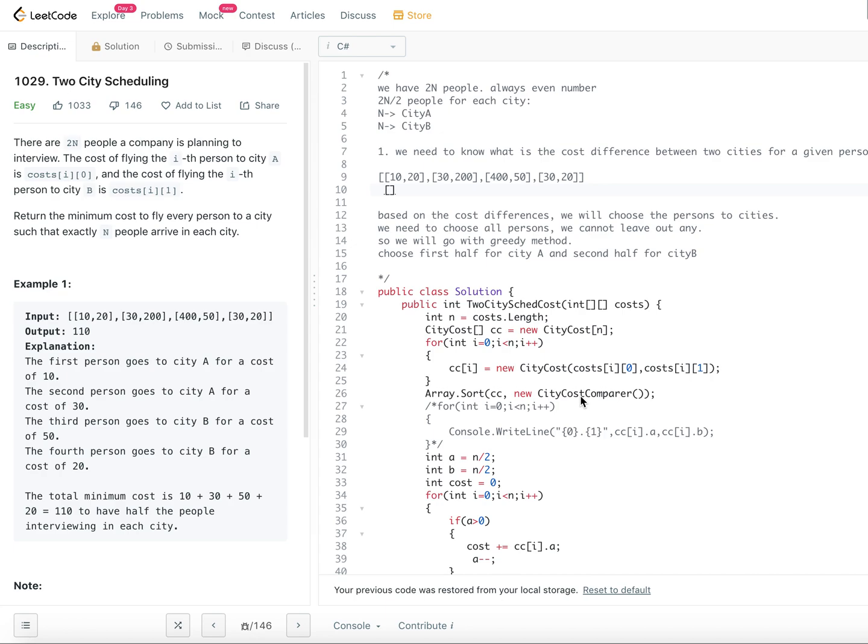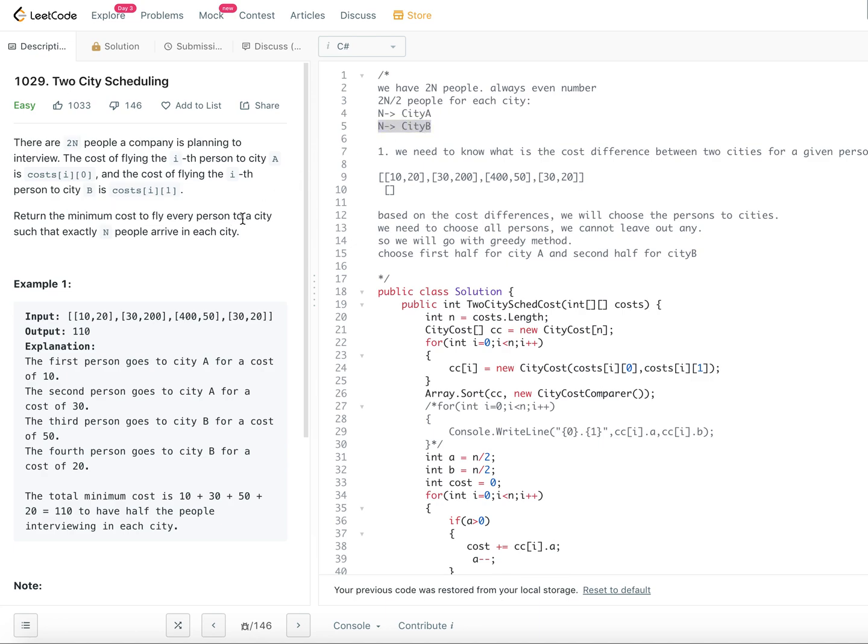So we are given 2N people, right? And when we say 2N, it will always be an even number, so we don't have to worry. It will be divisible by 2 for sure. So when we divide 2N by 2, we get N, and that means N people will be going to city A and N people will be going to city B. Ultimately, what we need is the minimum cost so that you fly N people to city A and N people to city B. That's what is important. So you cannot leave out any person.